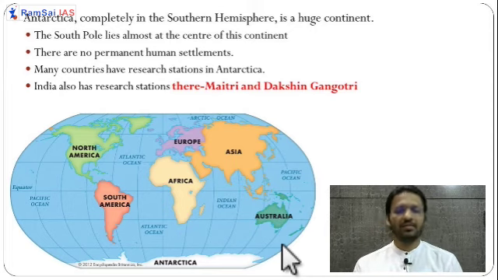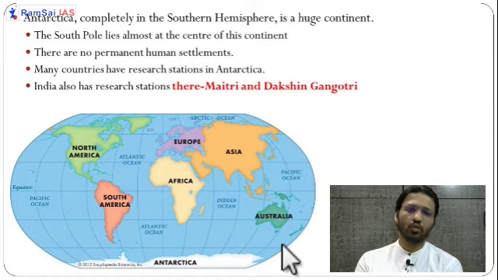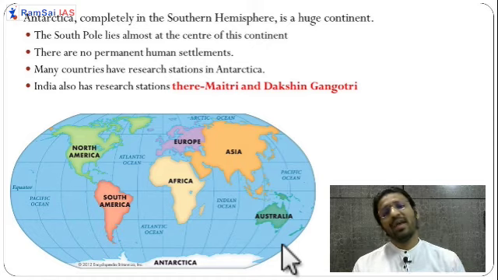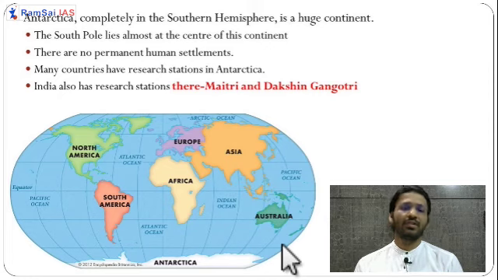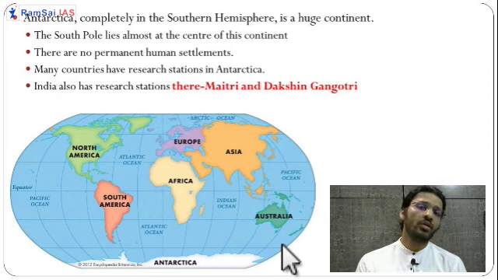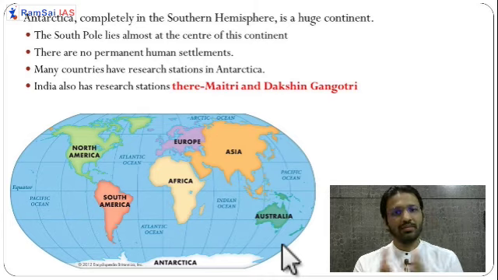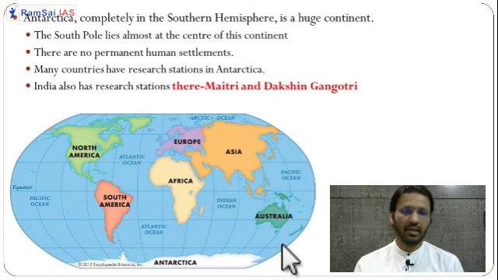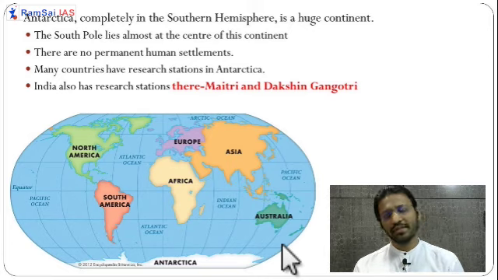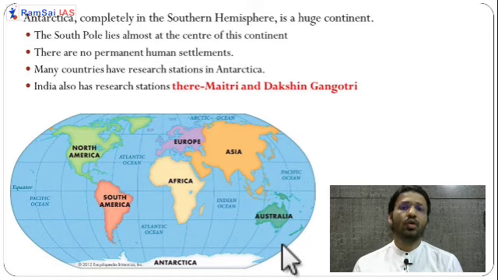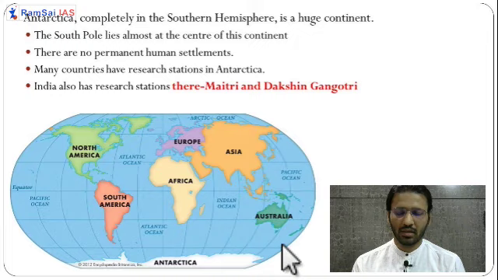In the Arctic, you have settlements. In the Arctic, you have so many tribes. You have Eskimos and all, but Antarctica is almost untouched by humans. We have just established research centers. Many countries have established research centers in Antarctica. Okay. So India has Dakshin Gangotri and Maitri, which are there in Antarctica. So these are the important continents. You guys know India is present on which continent? It is present on the Asian continent.